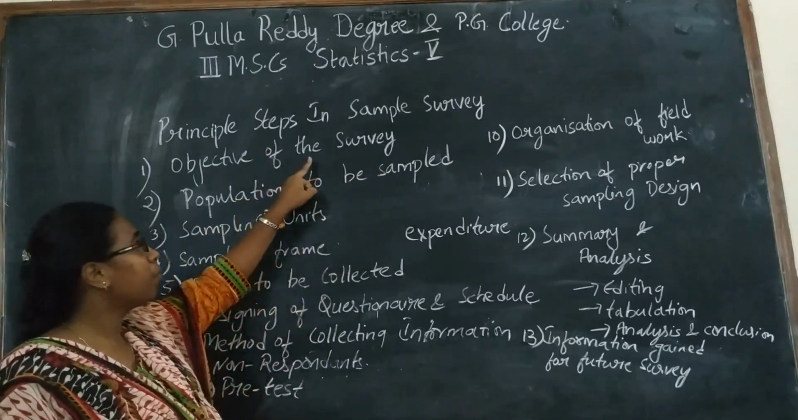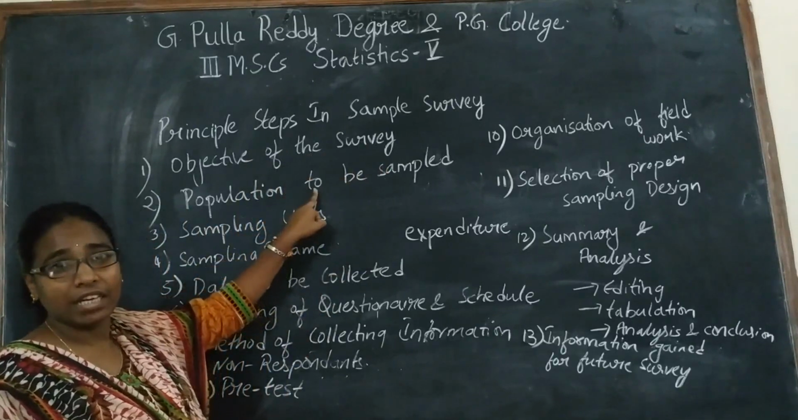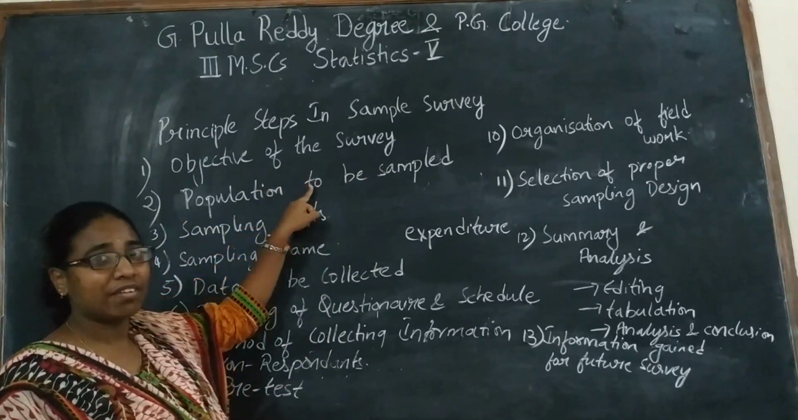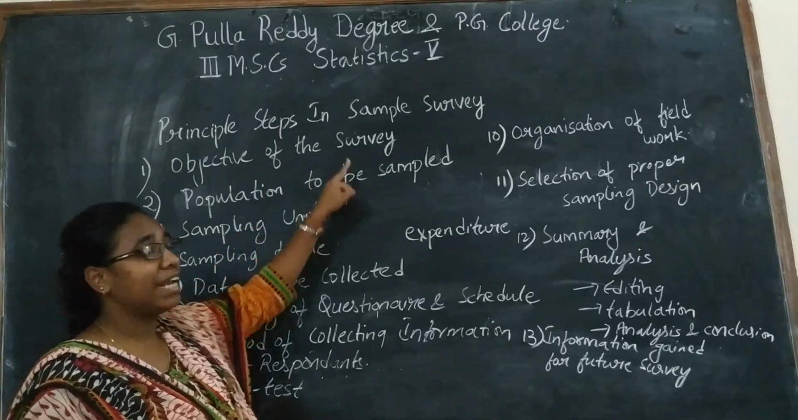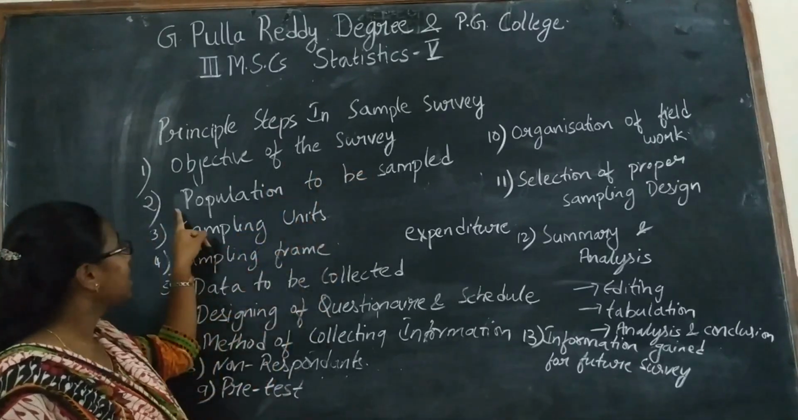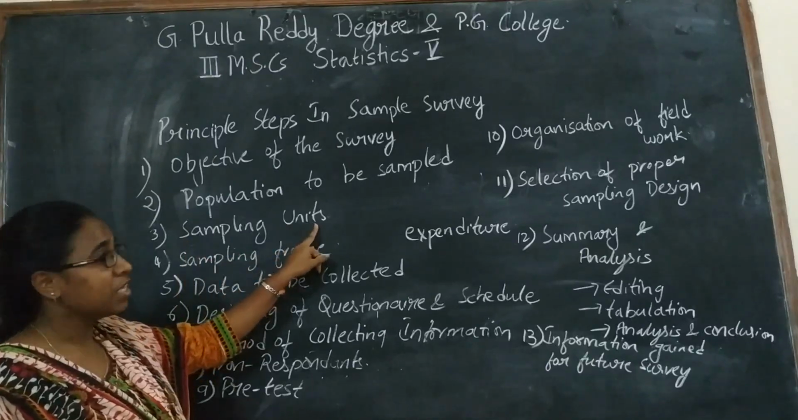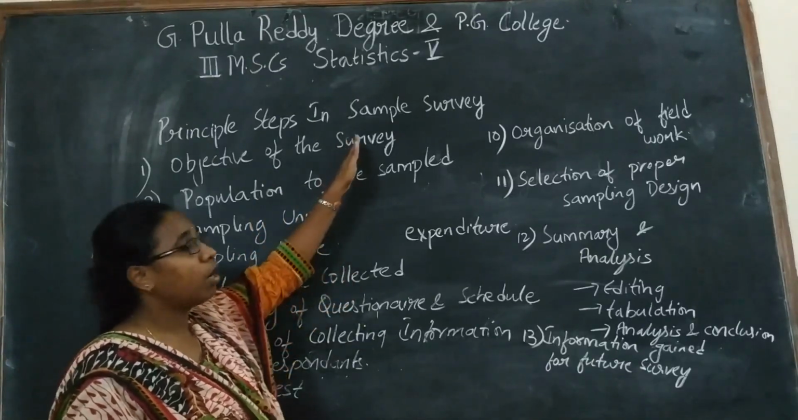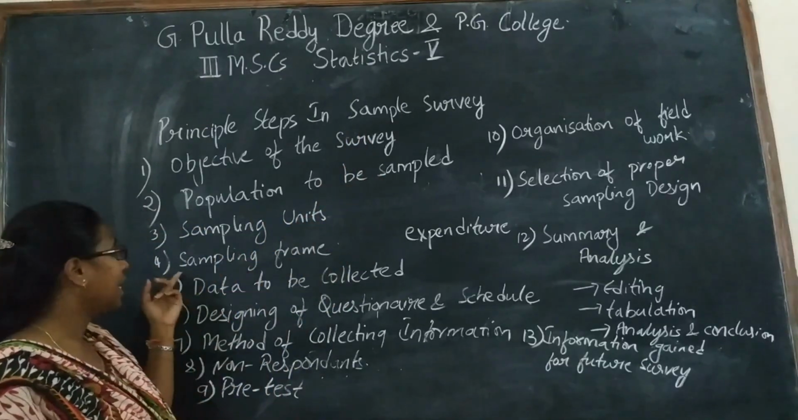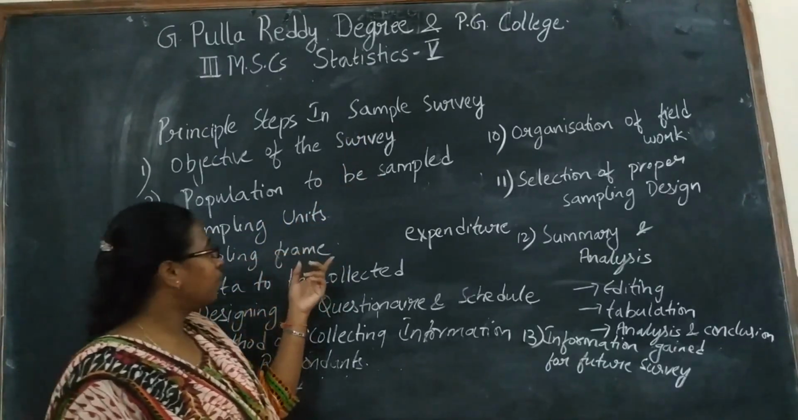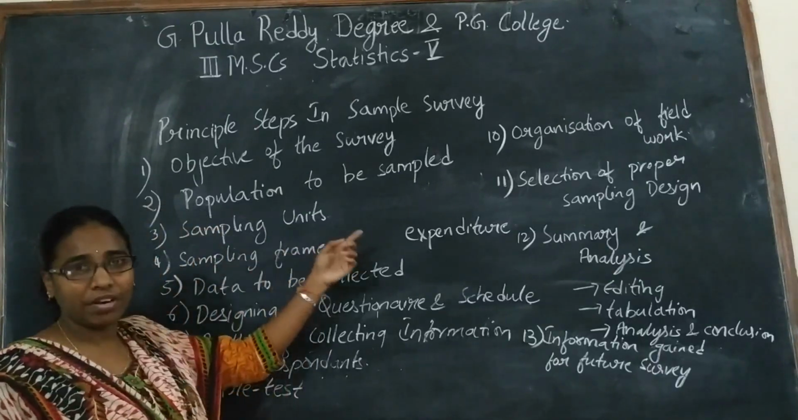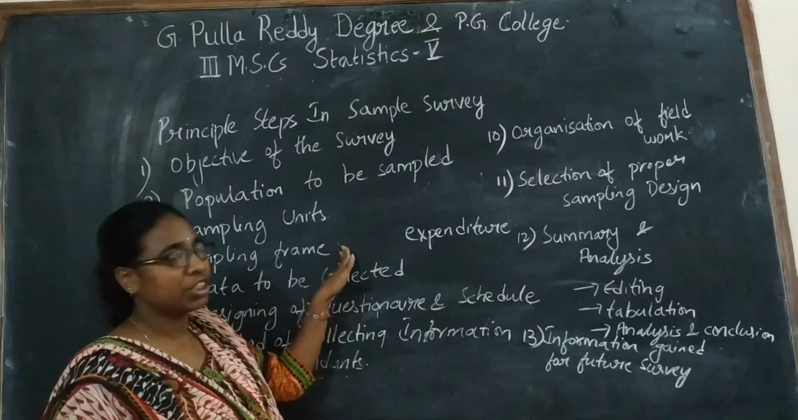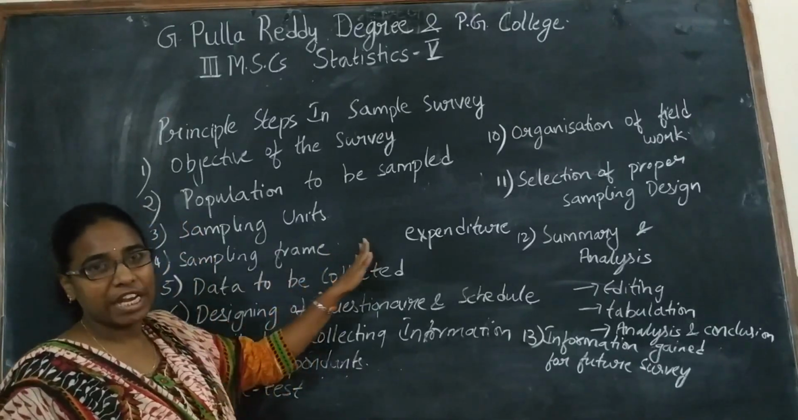Depending on your objective, we will select our population. It should be related to our objective. Next is sampling units. You have to divide your population into smaller units depending upon our objective only. Next is sampling frame. You have to check your sampling frame carefully so that there will be no errors in it, and the information given in the sampling frame should be very clear.